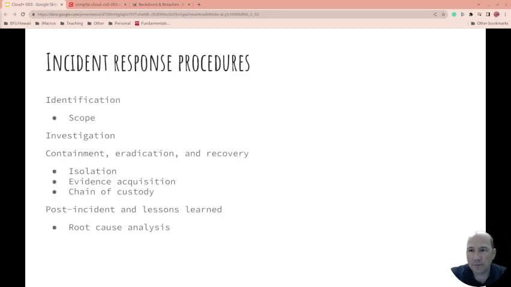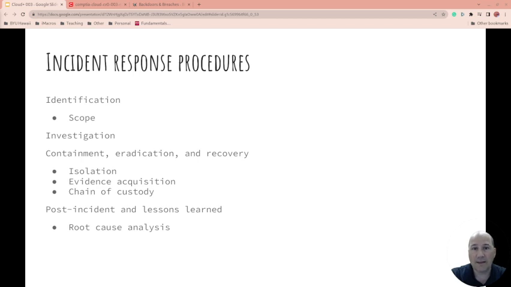Okay, so incident response procedures. Identify the scope. So we had this happen. What do we need to do? What is the scope of the challenge? Investigate. Contain the spread. Eradicate it if you can, so get rid of it, and then recover from it. Make sure that you don't let other things muddy it, and keep your evidence in case it's requested.